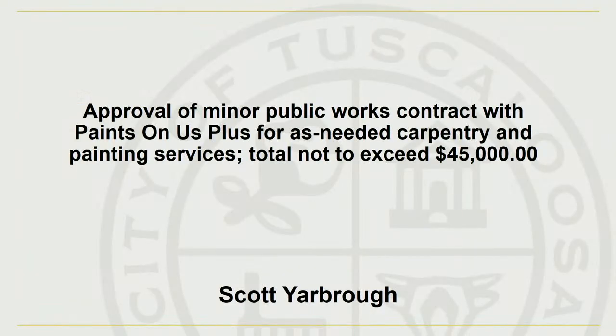Item number 13 is approval of a minor public works contract with Paints on Us Plus for as-needed carpentry and painting services. The total is not to exceed $45,000. Questions? So moved. Second. All in favor say aye. Aye. Item number 13 is approved.